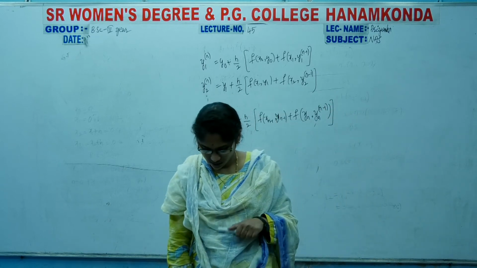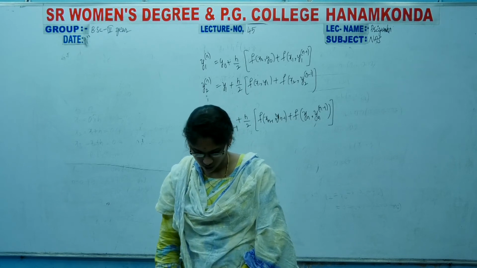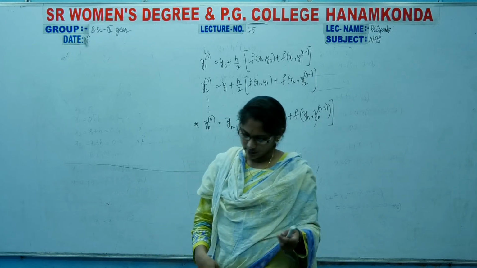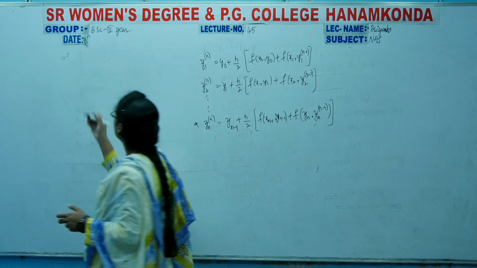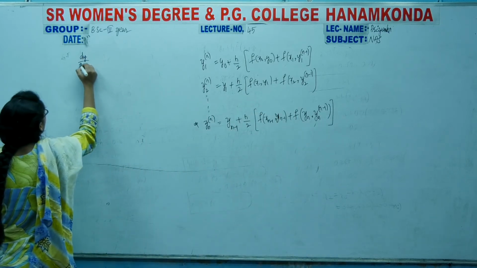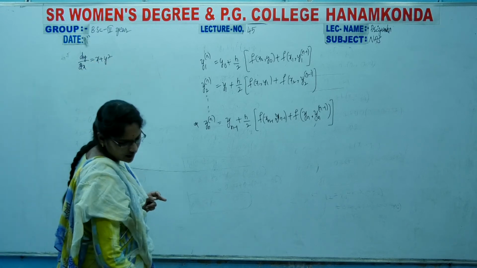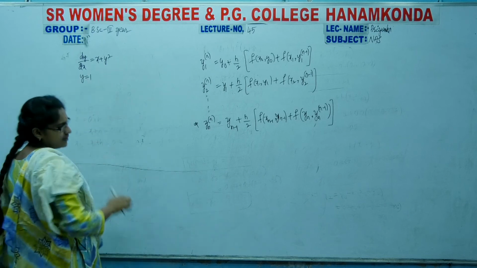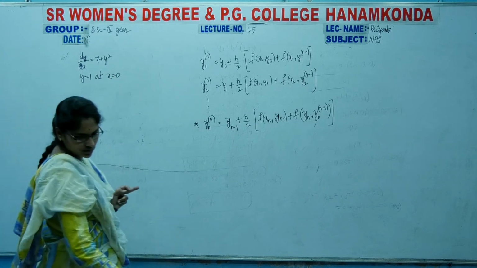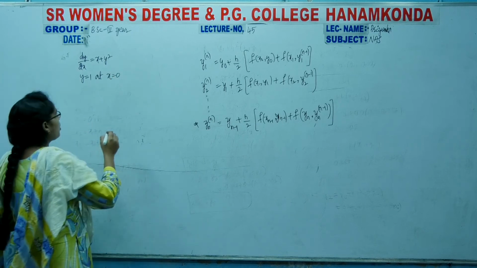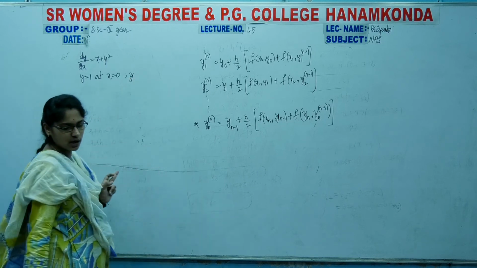Now write down one application. I am going to discuss one application and the remaining I will share with you. Given that dy by dx is equal to x plus y square, and y equal to 1 at x equal to 0. Find the approximate value of y at x equal to 0.5.